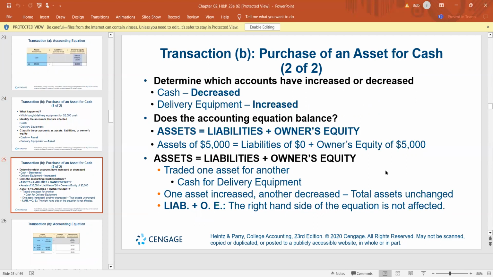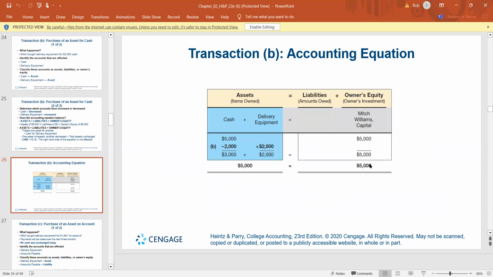So the cash is going to decrease. He's spending some of his money, and in return, he got some delivery equipment. Traded one asset for another. Take a look. Cash has now gone down to 3,000. Delivery equipment has now gone up to 2,000. So he still has 5,000 in assets against owner's equity of 5,000. No liabilities yet, huh?